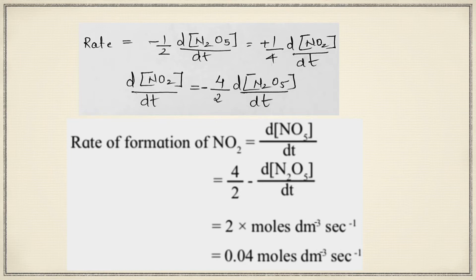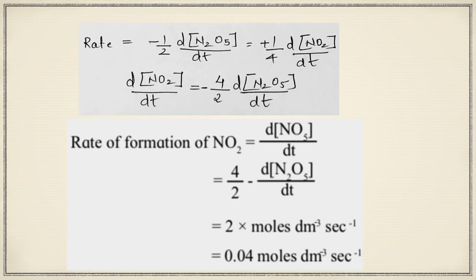So my relation will be d by dt of NO2 is equal to 4 upon 2 d by dt of concentration of N2O5. If you directly substitute the value of d by dt of concentration of N2O5, you will get the answer. What is d by dt of N2O5? It is equal to 0.02. So my final answer is 4 upon 2 into 0.02. After solving this I will get the answer as 0.04 moles dm raised to minus 3 second inverse.